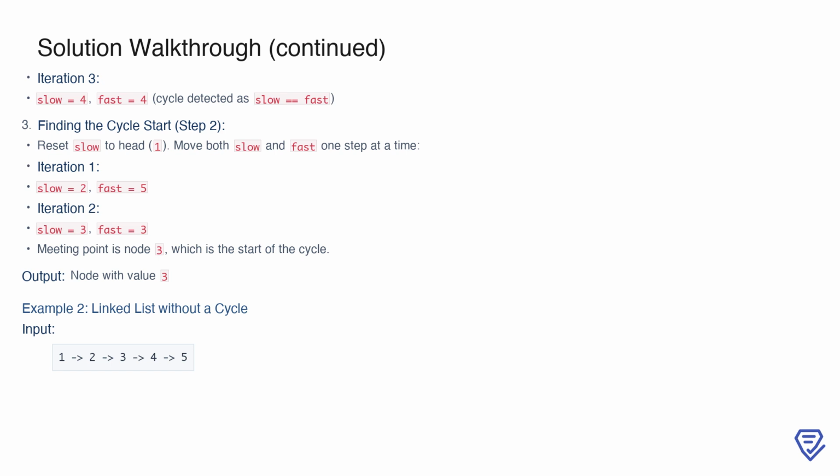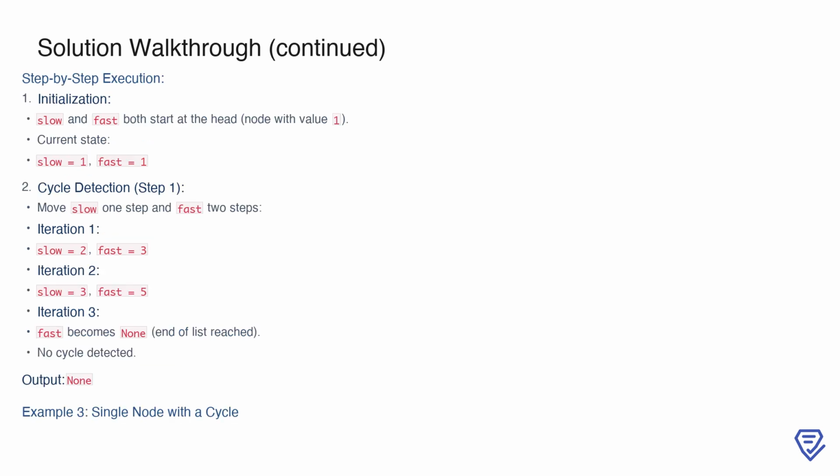Now, to identify the starting node of the cycle, we reset the slow pointer to the head of the list, which is node 1, while keeping fast at the meeting point, which is node 4. Both pointers are then moved one step at a time. In the first iteration of this phase, slow moves to node 2, and fast advances to node 5. In the second iteration, slow progresses to node 3, and fast also moves to node 3. When the two pointers meet again, they are at node 3, which is the start of the cycle. Thus, the output for this example is the node with value 3.